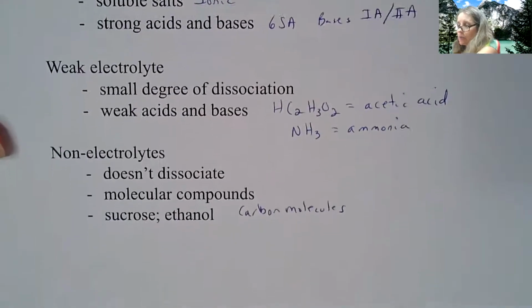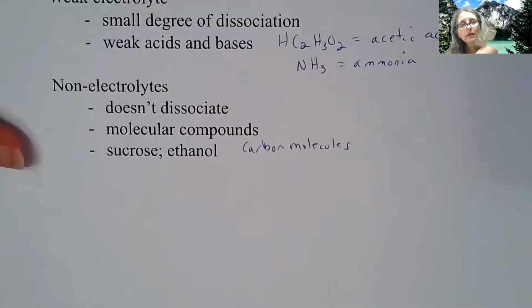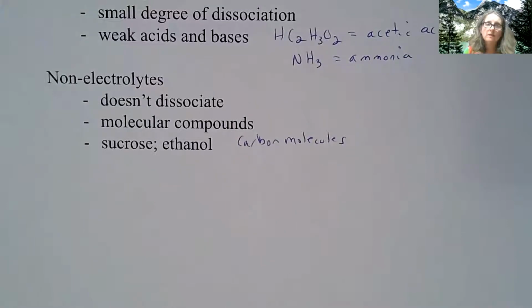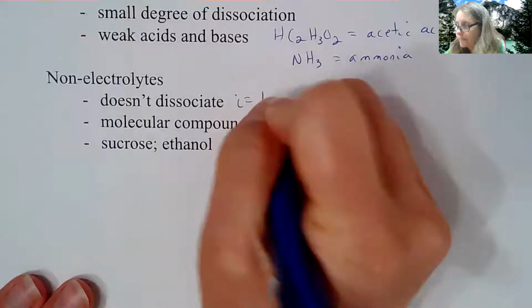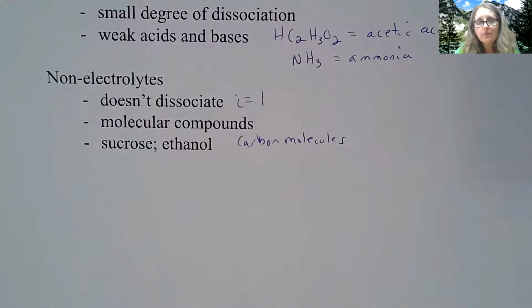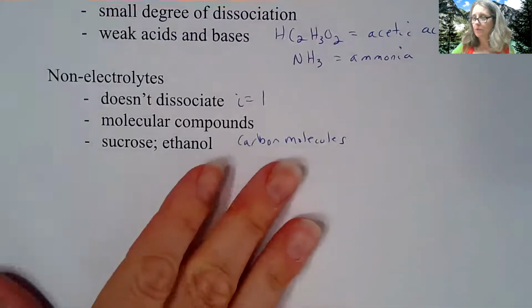Then there is the category called non-electrolytes. These are things that don't dissociate, so their i is essentially equal to 1. These are molecular compounds, like sucrose, glucose, ethanol. Anything with carbon, at least from me, is going to be considered a non-electrolyte, so the light bulb doesn't go on at all. So strong is very bright, weak is slightly on, and a non-electrolyte has no light bulb going on whatsoever.